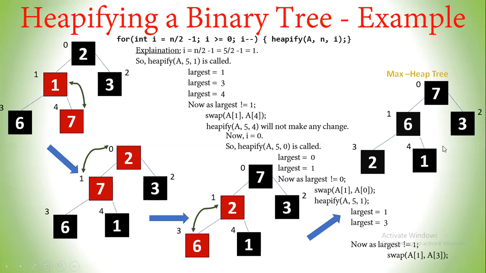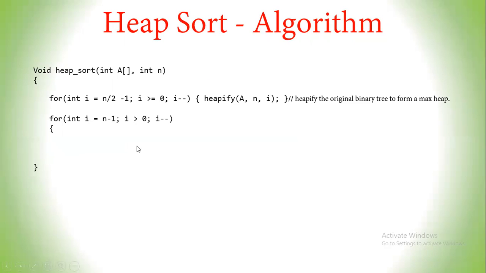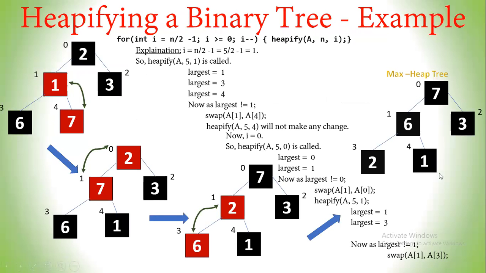But we disregard the last element. How we disregard the last element is we call heapify(A, i, 0). i is the size of the tree. For example, when i is equal to n minus 1, the size of the tree will be n minus 1. Then automatically, when the size of the tree is n minus 1, the last element will not be considered. That means when we swap 7 here, when 7 comes here, and we call heapify, this element will not be considered because the size of the tree will now be n minus 1. So the last element will be removed in heapify.